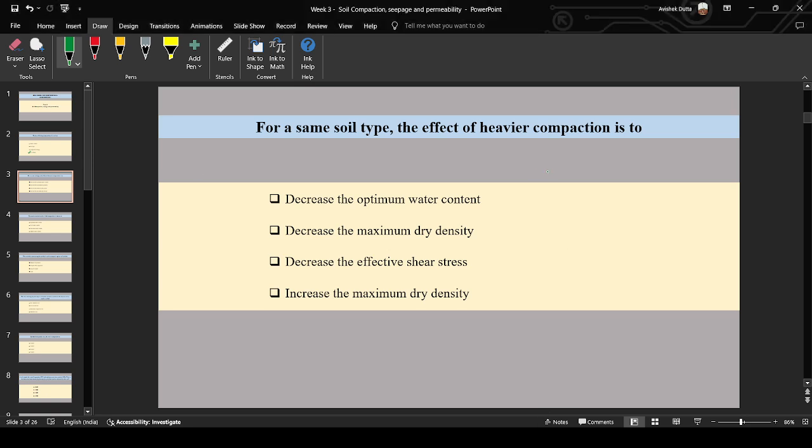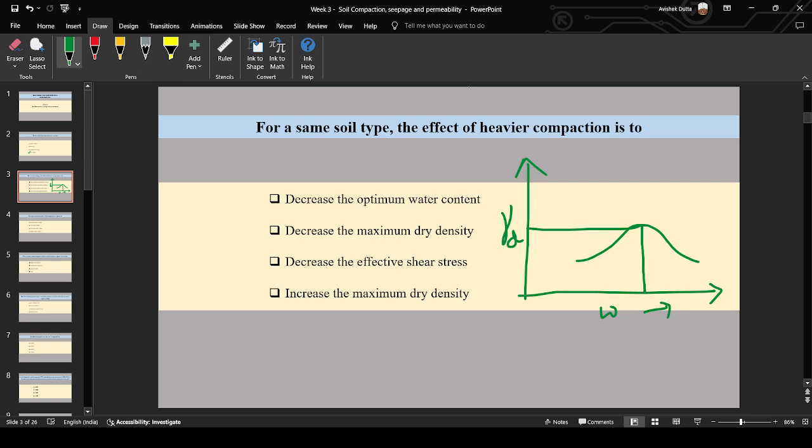Okay, no problem. So here we know that if we draw the graph between dry density and moisture content, here we have gamma D, dry density, and here we have W, moisture content. If this is the graph for a standard Proctor test, where this is the optimum moisture content and this is the maximum dry density, if we increase the compactive energy or compactive force, the graph will shift like this, where this will be the optimum moisture content and this will be the maximum dry density.